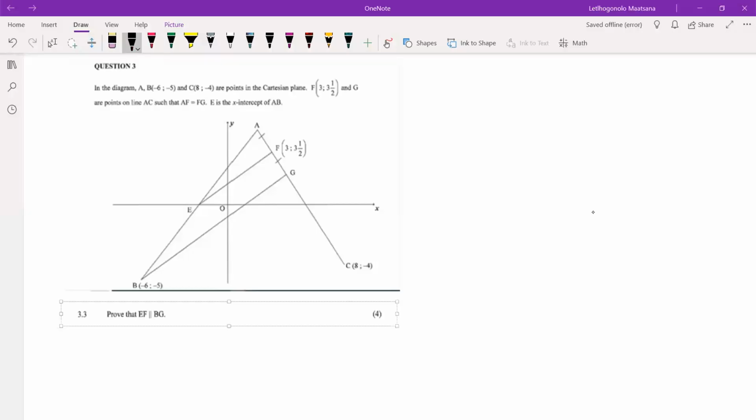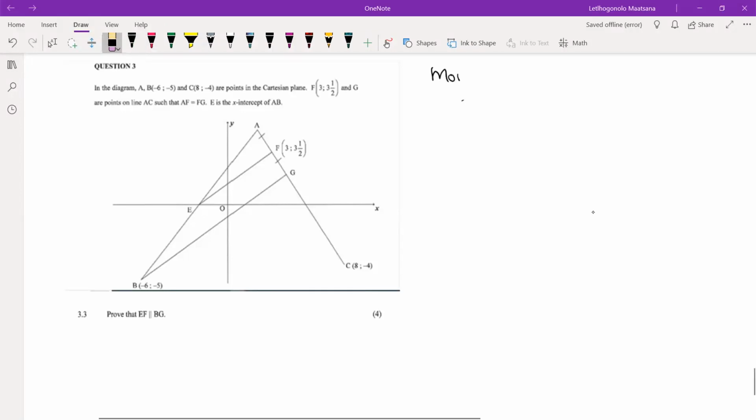Question 3.3 wants us to prove that EF is parallel to BG. If we look at our answer sheet, we'll see the three ways in which they view this. I'll go through the first one and the third one, reason being the first one and the second one are the same.